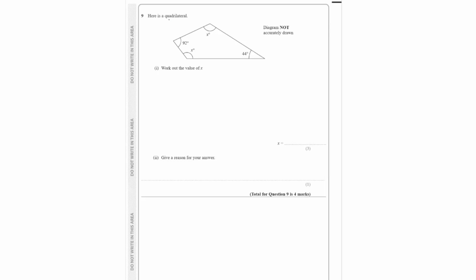Here is a quadrilateral. Work out the value of x. Now we know that the sum of all the interior angles in a quadrilateral with 4 sides is 360 degrees. And we can see here that some values are missing, which is x and x. Since we have the other values, we can actually find this out as 92 plus 44 plus x plus x is equal to 360.